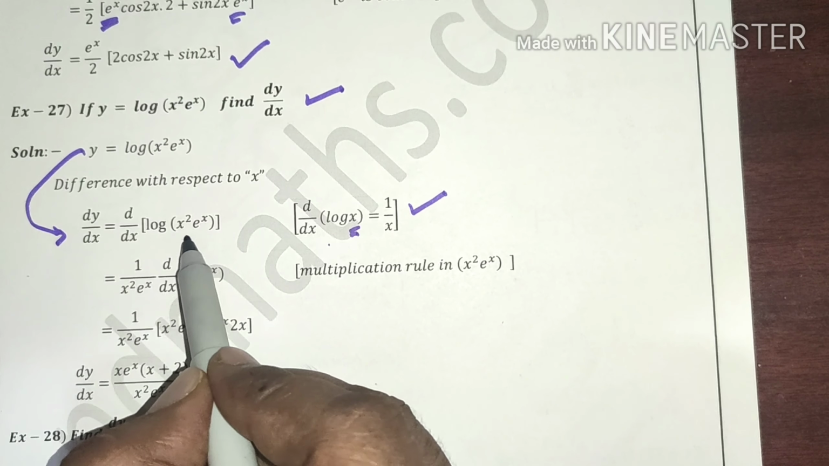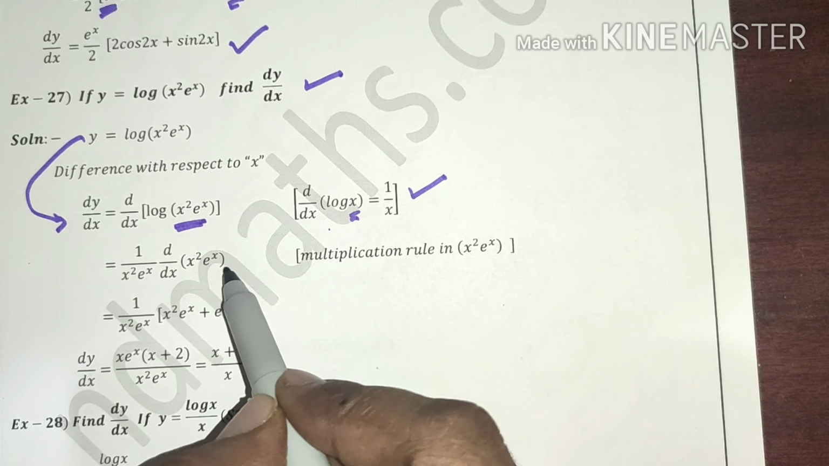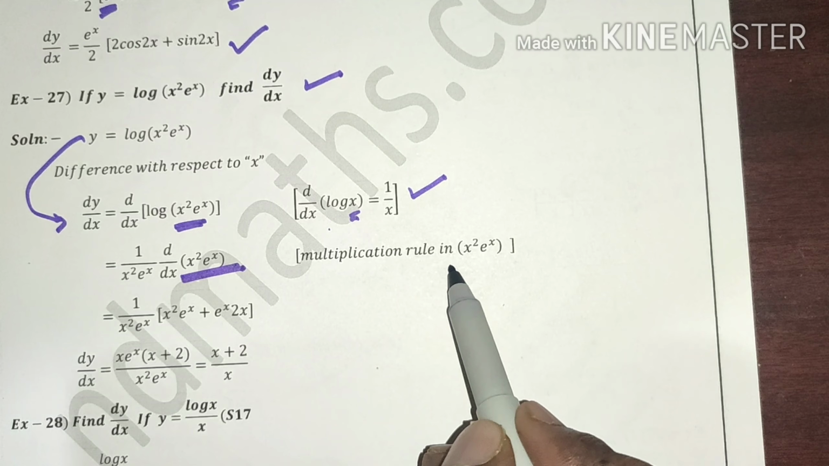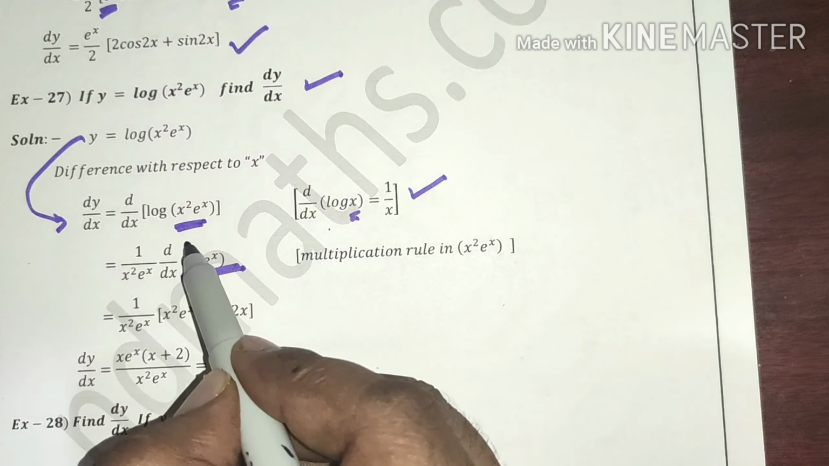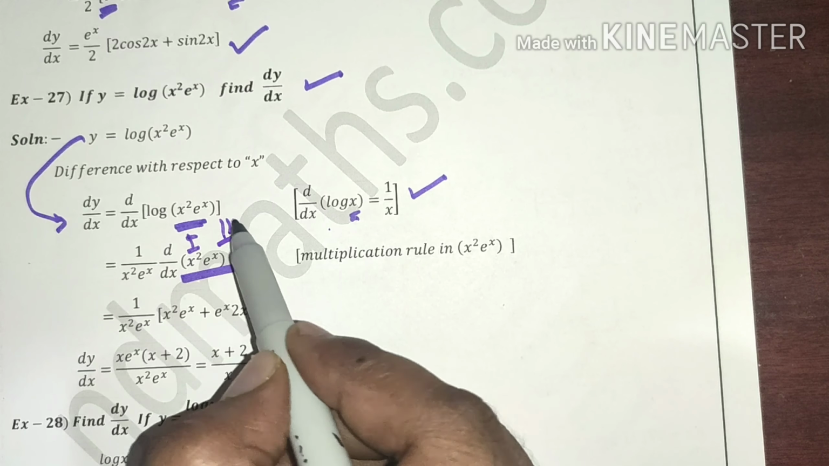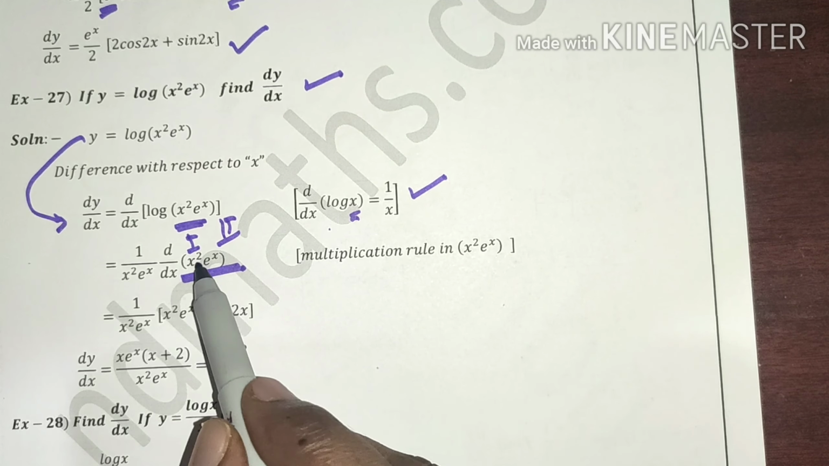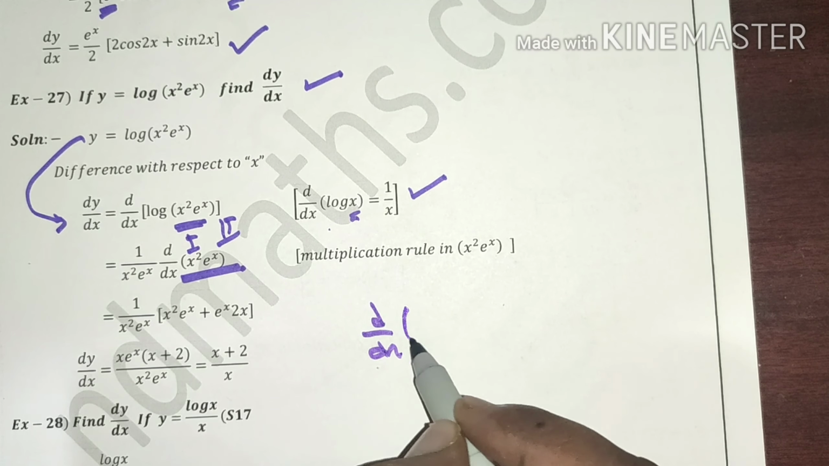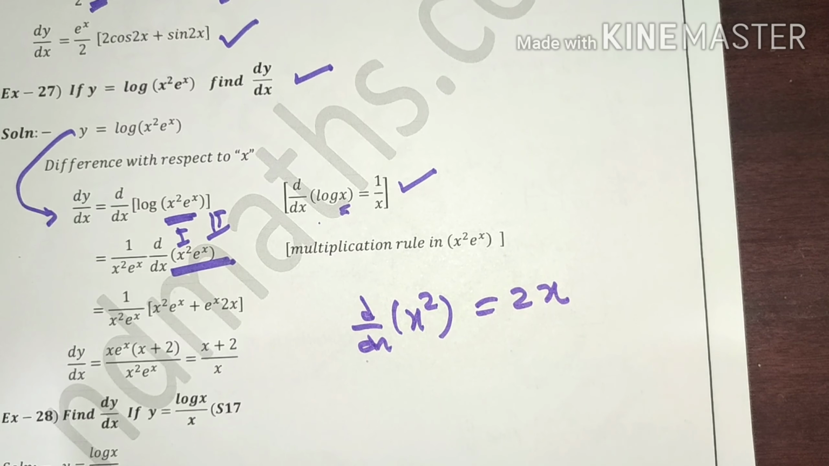Inside the log is x square e raised to x, so it goes down, and after that its derivative. Again we use the multiplication rule here, as x square is multiplied by e raised to x. So the first function is x square, and the second function is e raised to x. We take the first function and the derivative of e raised to x, which is e raised to x. Then we take e raised to x and the derivative of x square. The derivative of x square is 2x by the formula of x raised to n.